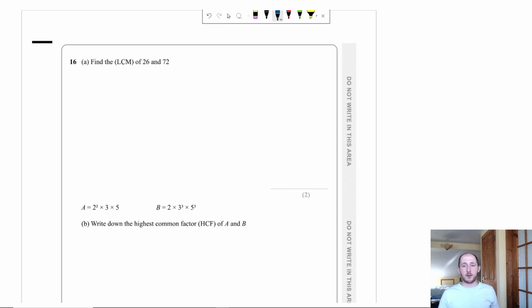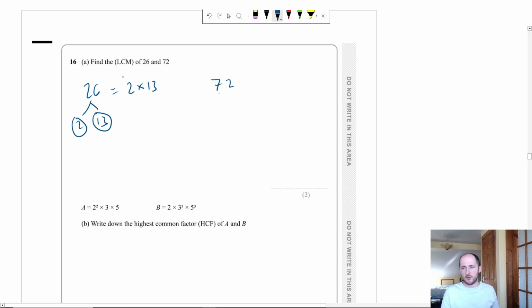This question, we've got highest common factor and lowest common multiple. We're going to start with the lowest common multiple. What I want to do is write this as a product of its prime factors. That'll make my life 10 times easier. So 26, you can split that into 2 and 13. Those are both prime numbers. So 26 can be written as 2 times 13.